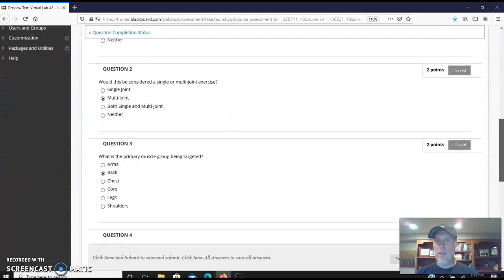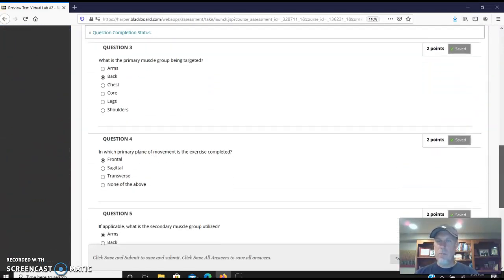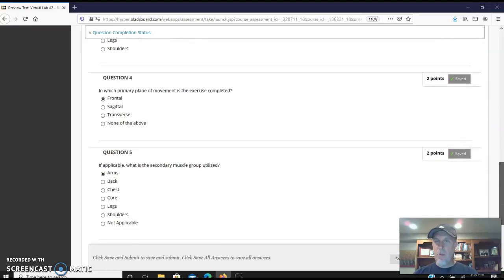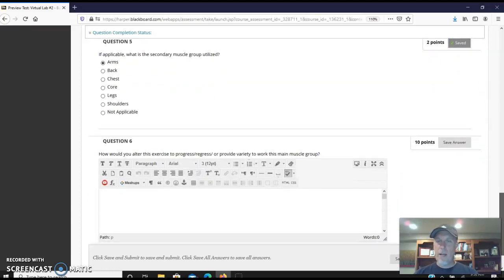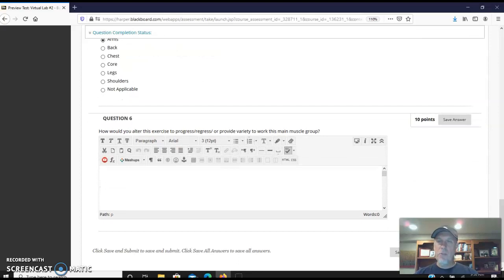And from there, I would have a series of questions below. Upper body, lower body, single joint, multi-joint, what's the primary muscle group, plane of movement, all things that we went over in the class. And then I would ask the students to find ways to come up with alternatives for the exercise to either, in our parlance, to progress or regress.